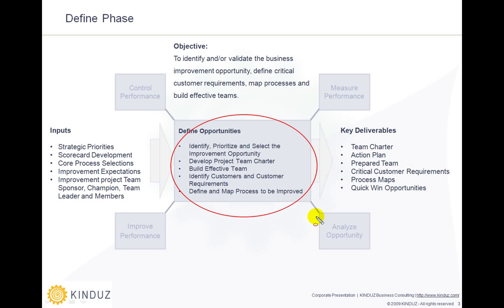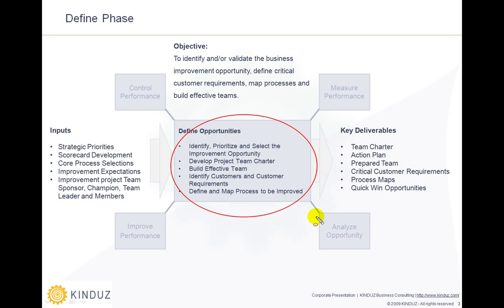There might be a situation where you initially define the improvement initiative in a particular way, but after you speak to your customers, you might realize that the way you defined it is not the way the customers want, so you might completely change it.